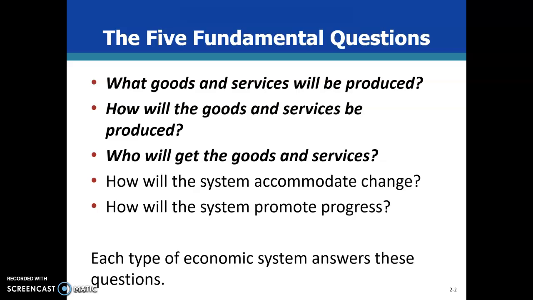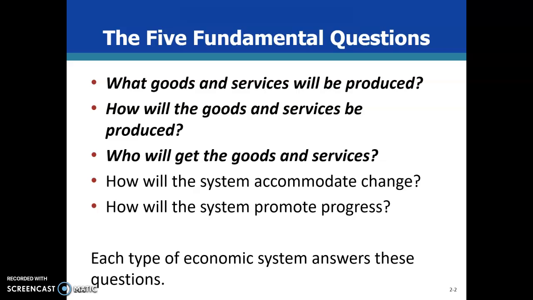Some additional questions economic systems might also answer. How will the system accommodate change? As there is growth or some sort of change, such as consumer tastes changing, so demand might change, what happens when the system sees change? How does it accommodate that change? And how will the system promote progress? In other words, how will the economic system promote some degree of economic growth? And each type of economic system really answers the same exact questions.